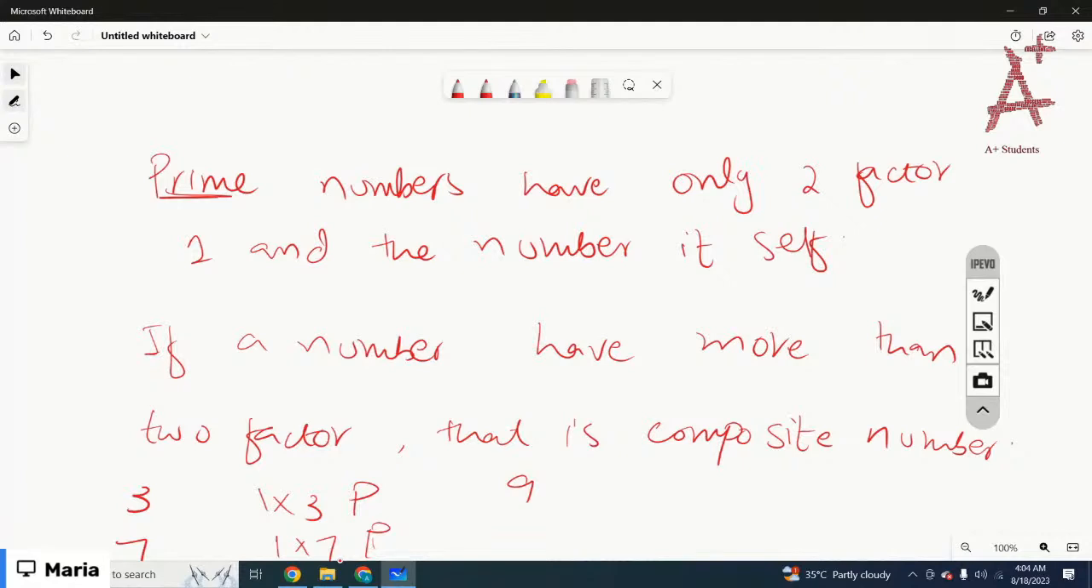1 times 9 and 3 times 3. 9 has more than two factors. 9 is a composite number, right? You can note down the definition. If you have any question, please write down the question. I can see all your messages. Okay, let's start with the practice questions.